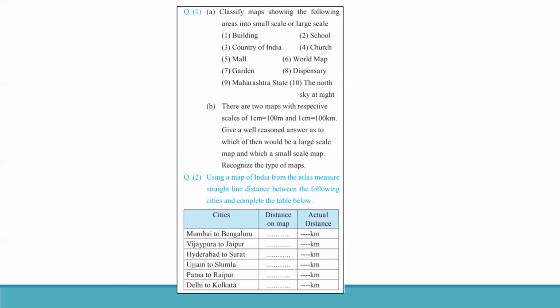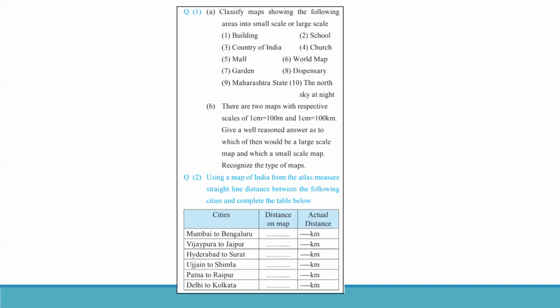Now look, 1 centimeter is 100 meter. Sorry, 100 meter. That will be the first one. It's a large scale. And 1 centimeter is 100 kilometer will be a small scale.